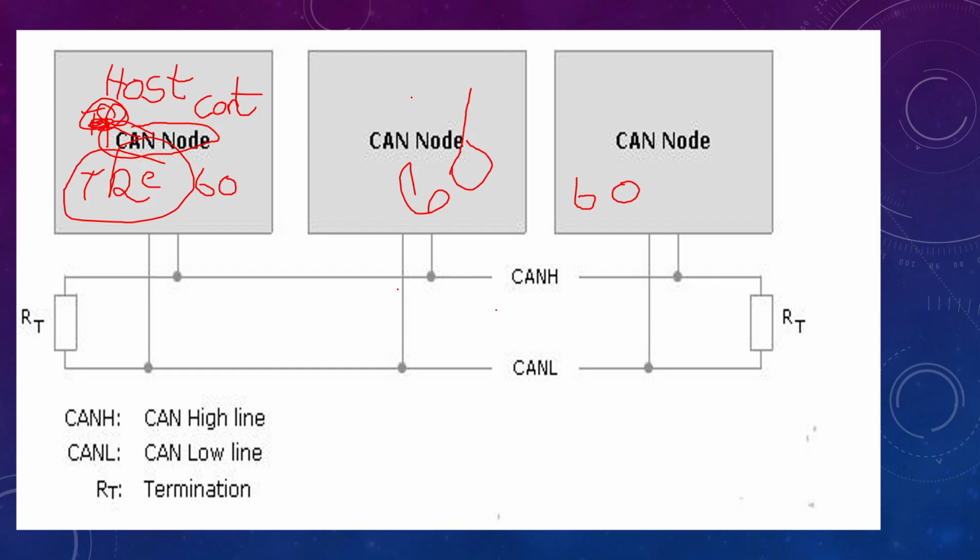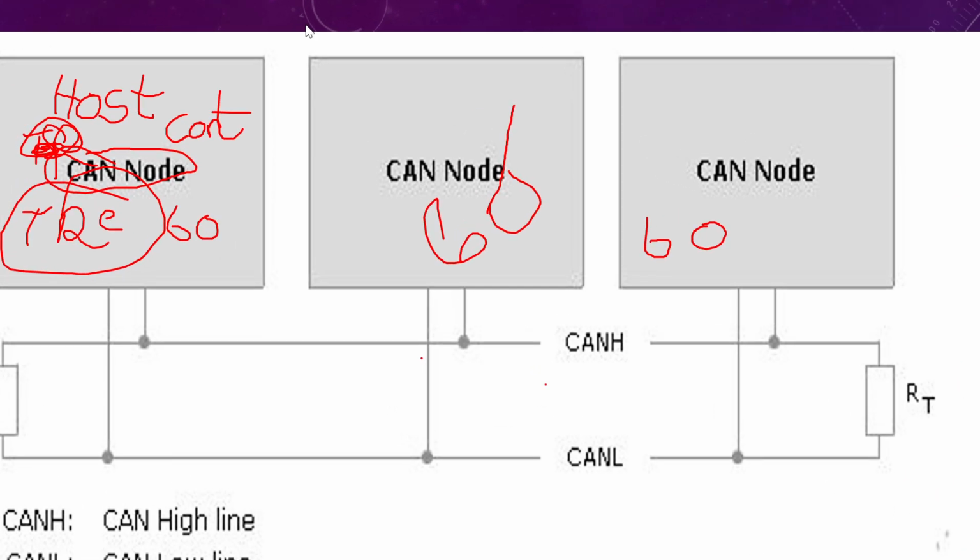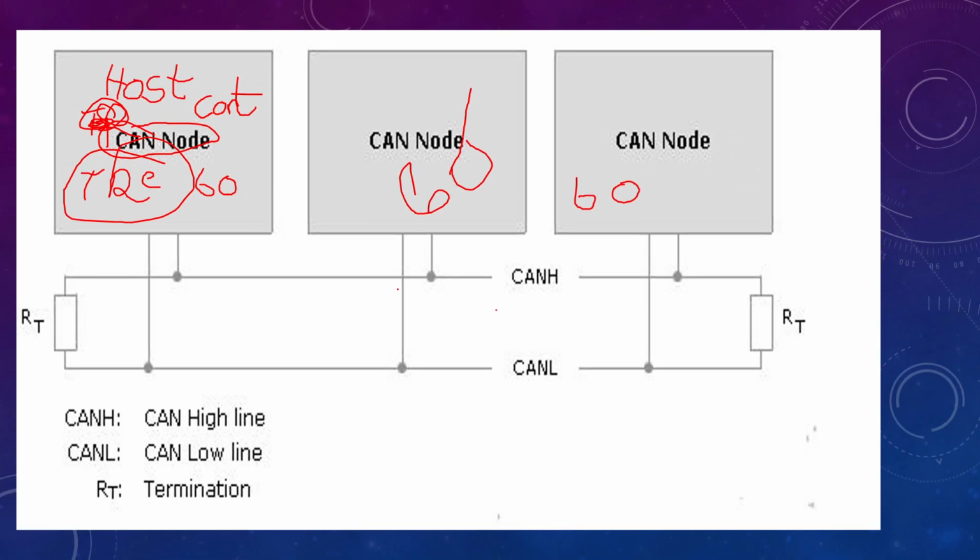So what is the role of the transceiver? The transmitter can convert the bit level logic to voltage level logic, and the voltage level logic to bit level logic. It converts the data from one node to another node while transmitting. So this is about today's session.